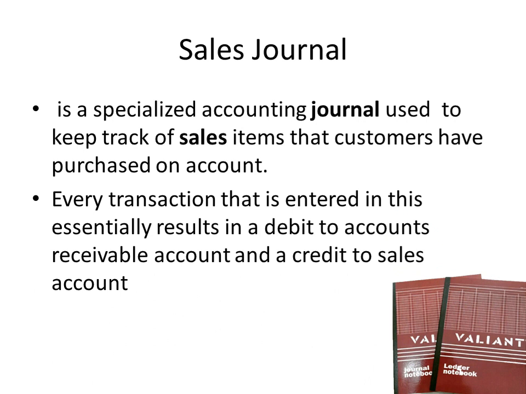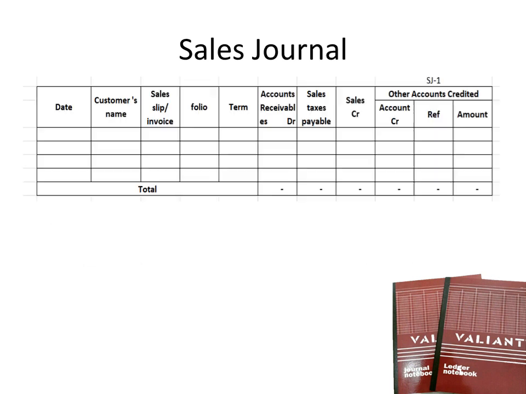So every transaction that is entered in this essentially results in a debit to accounts receivable and a credit to sales accounts. That's the normal, but take note there are some sales that are also on account but not really sales of the merchandise. It could be sales of scrap value or your old fixtures and furniture, okay?